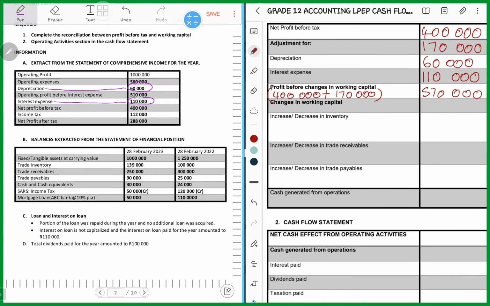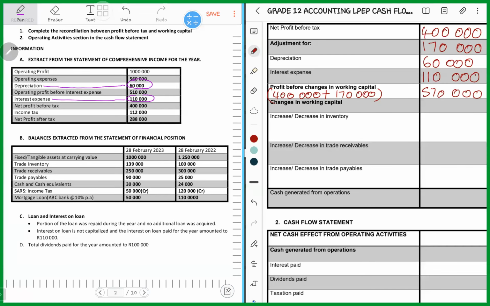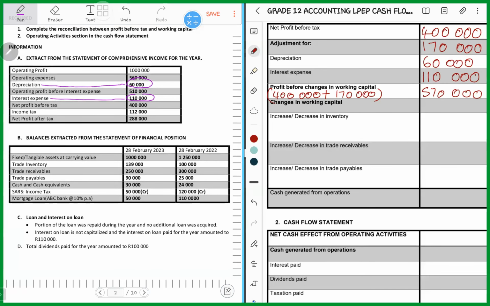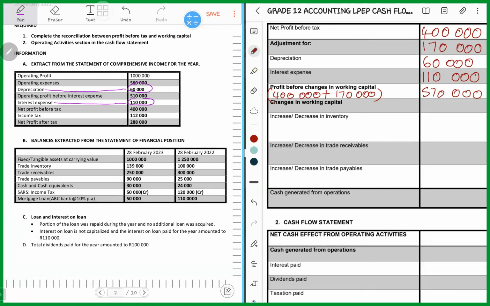So we are first going to start with inventory. If you notice, our inventory increased from 100,000 in the previous year to 139,000 in the current year. So we're going to select the one that is applicable here. There is an increase. But the question is, how are we going to do this one?